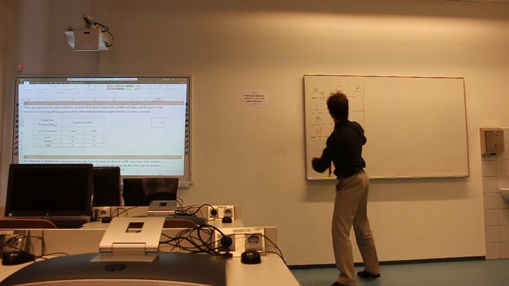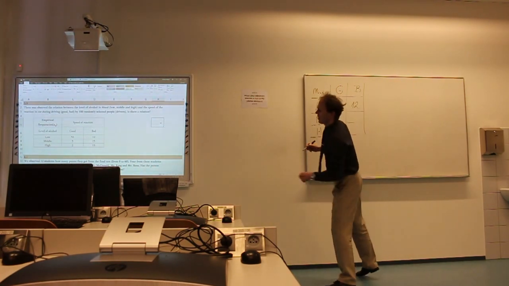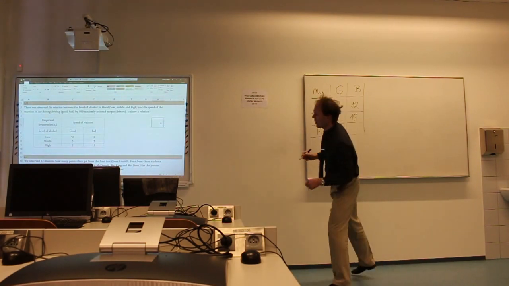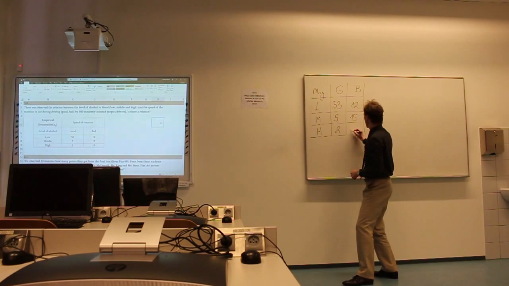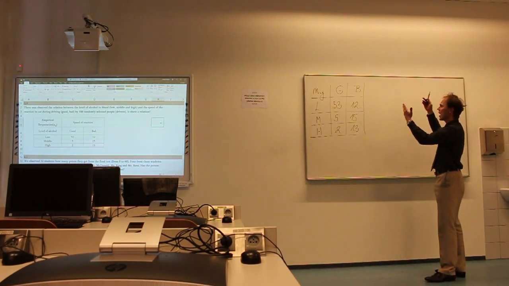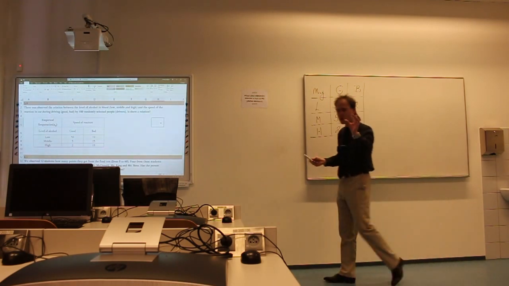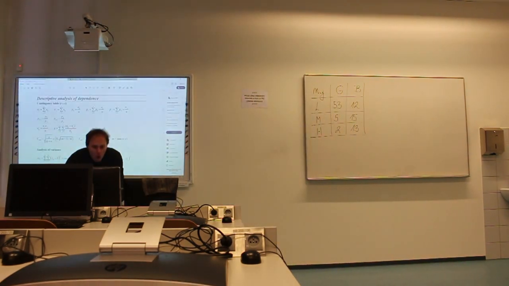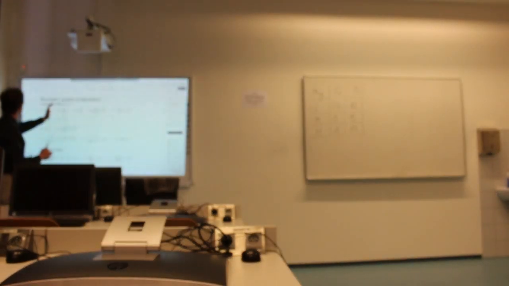53, bad 12, 5 and 15, 2 and 13. Okay, so on the whiteboard we have empirical frequencies, observed frequencies, n_ij. We'll open formulas. There is a chapter, descriptive analysis of dependence, contingency table, rows and columns. We have 3 rows, 2 columns.